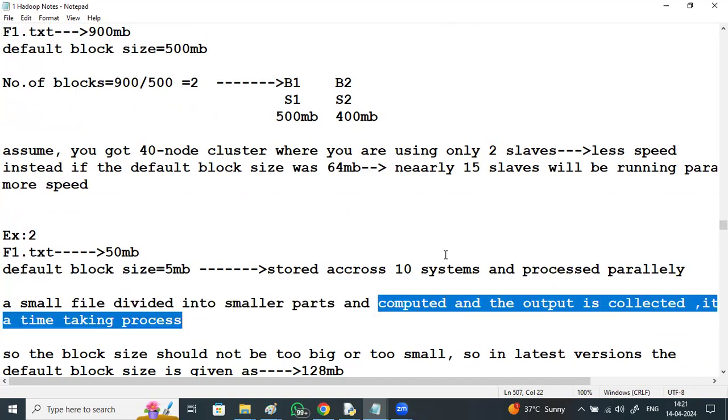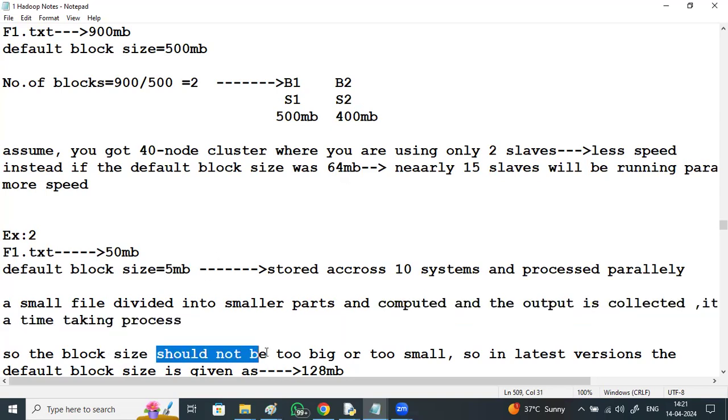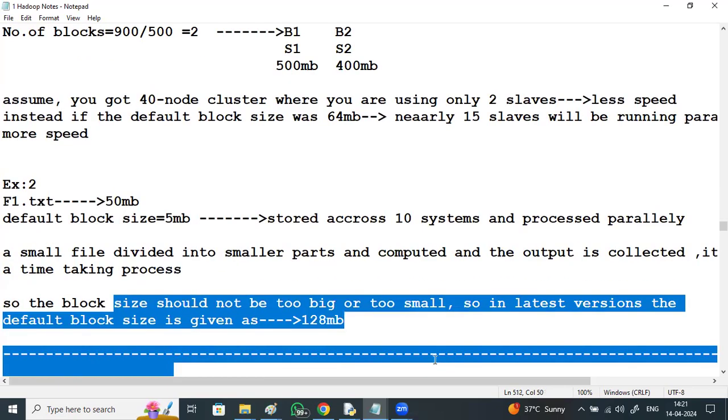It is a time taking process, right? A small file divided into smaller parts, distributed across multiple systems, computed again, and the output should be collected. So the block size should not be too big or too small. If you keep a very small block size, you need to distribute, you need to compute, and you need to retrieve it. So it's a time taking process, right? So the block size should not be too big or too small.